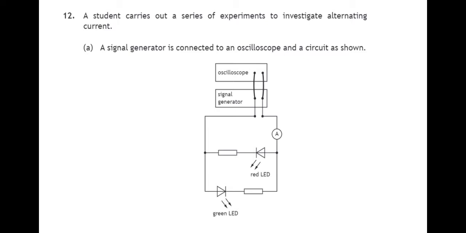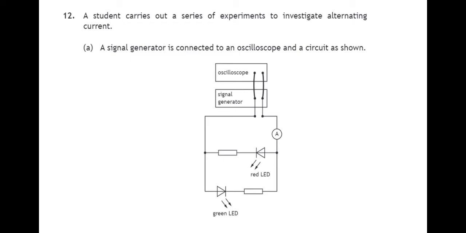Number 12, more about LEDs. A student carries out a series of experiments to investigate alternating current. A signal generator is connected to an oscilloscope and a circuit as shown. And we can see here the signal generator connected to the oscilloscope and also to the circuit, which contains a red LED and a blue LED.